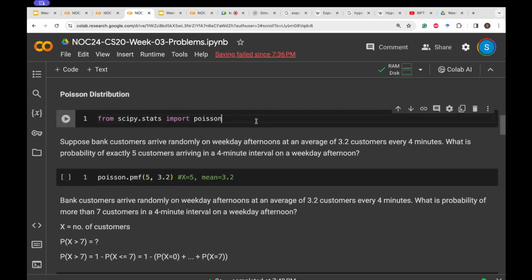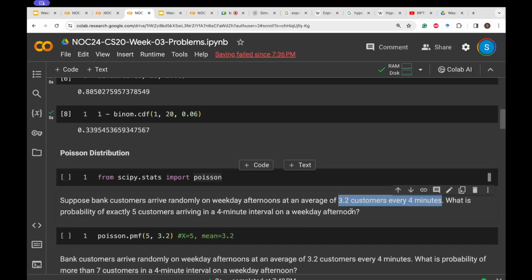Okay, coming to Poisson distribution. So here is a real world example. Suppose bank customers arrive randomly on weekday afternoons, on an average of 3.2 customers every 4 minutes. Now you'll have to notice this, on an average of 3.2 customers every 4 minutes. Akhilesh ji, is it clear now, how the data is given in the case of Poisson distribution? Right. Yeah. So what is the probability of exactly 5 customers arriving in a 4-minute interval?